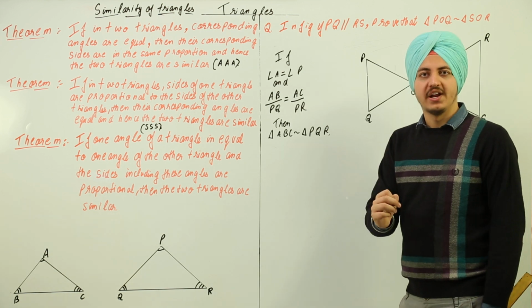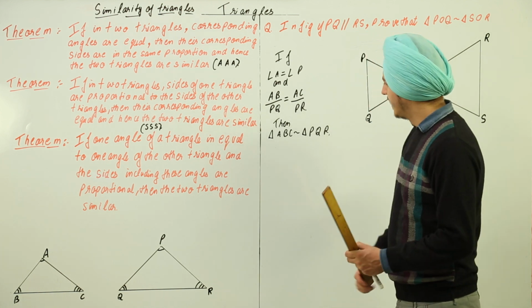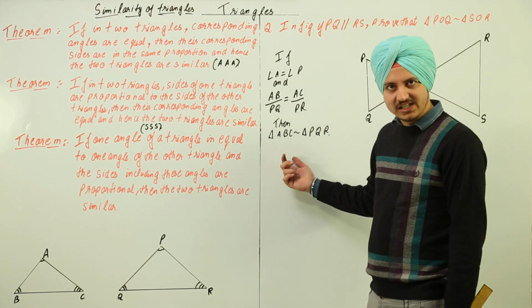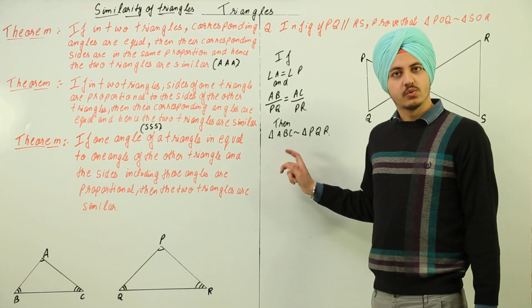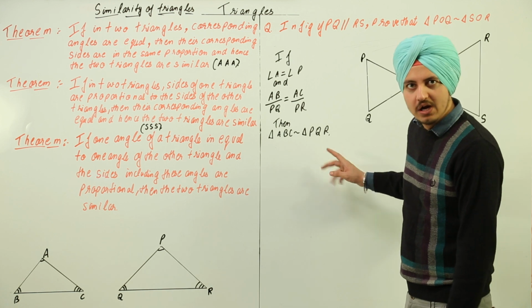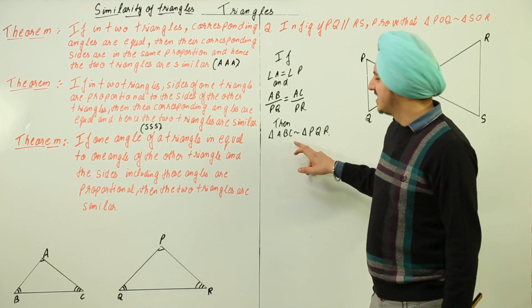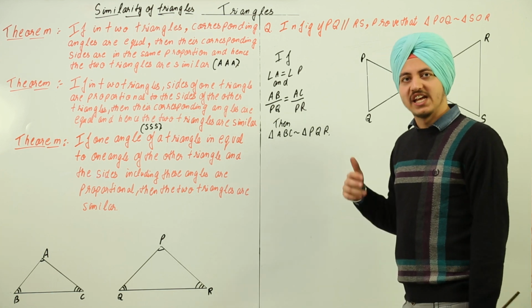Now there is one more thing that you need to take care of while denoting that the two triangles are similar. If two triangles are similar, we have to write it in this way only. ABC is similar to PQR. Now I cannot write BCA is similar to PQR. Why? Because it has to be written in the same order.